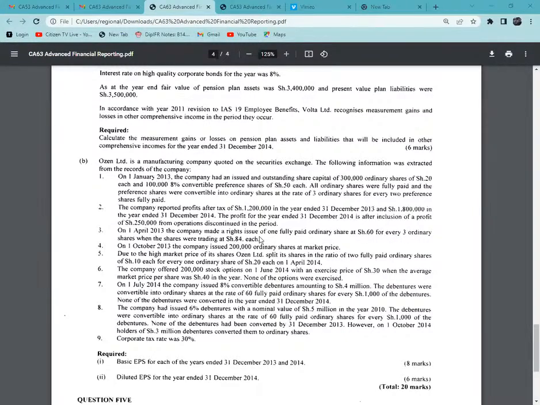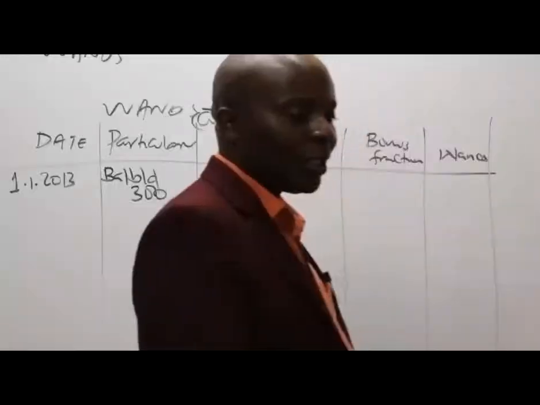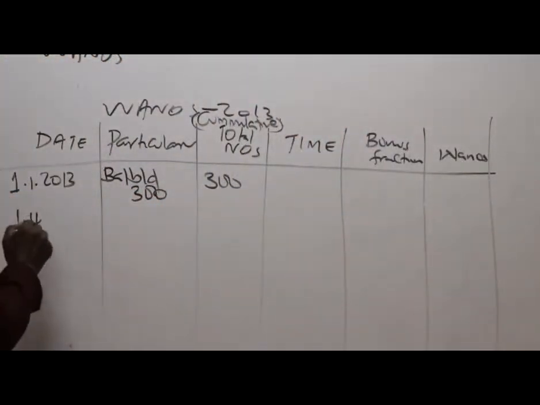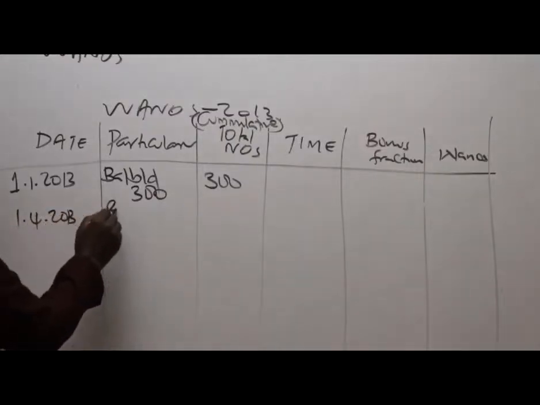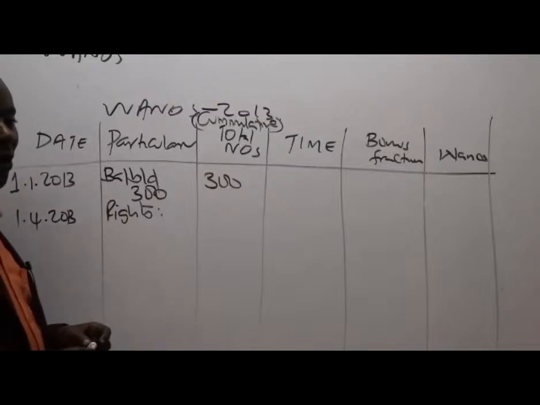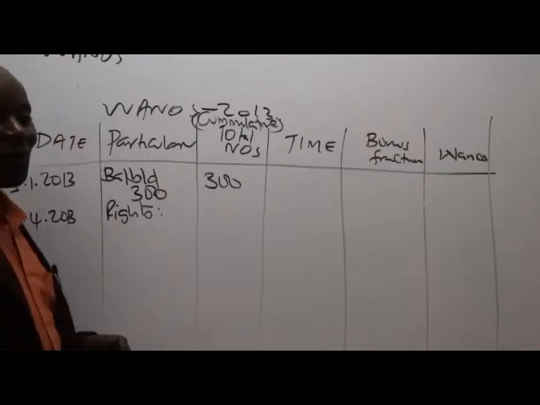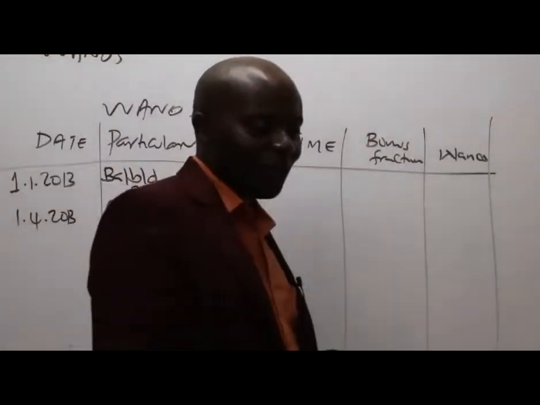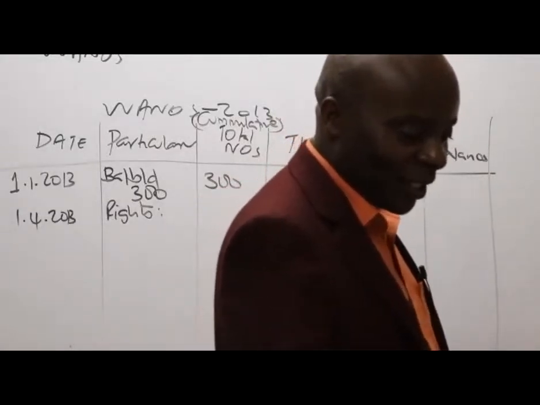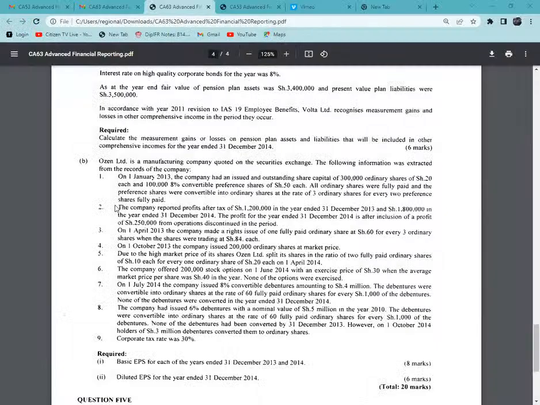I love this because I can see the date here is 1st April 2013. It's well within our year 2013. So I will say here 1st April 2013, we had a rights issue. A rights issue over how many shares to how many shares? What is the ratio given there? 1:3.